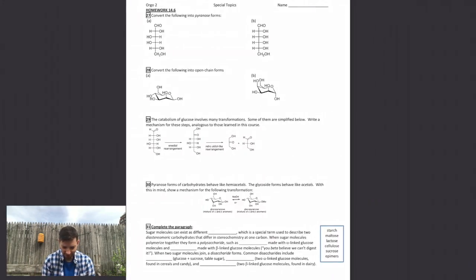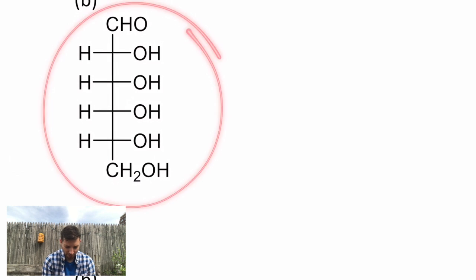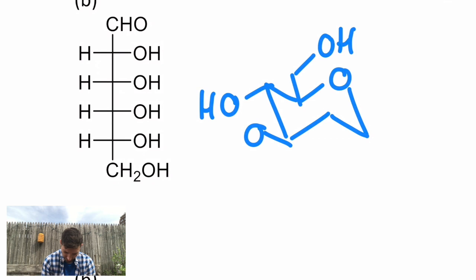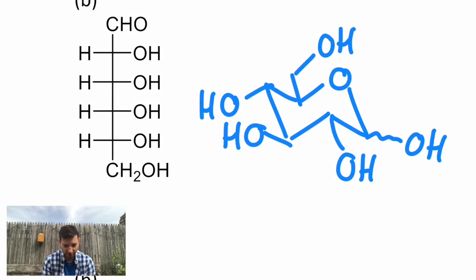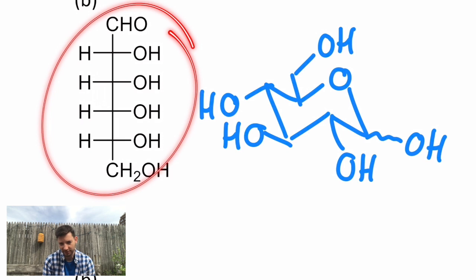So if we are asked to draw a pyranose version of a molecule like this, first I just compare it with glucose. It's a 6 carbon chain. I draw a skeletal chair. And I'll fill it in as if it is glucose first. Just remind myself what glucose looks like. Everything is equatorial. That anomeric carbon that used to be the aldehyde, I'll make a squiggle. This is glucose.